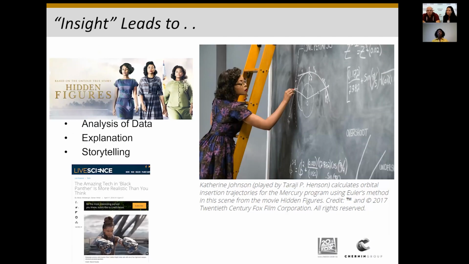It also leads to analysis of data. One of the things that I'm seeing, even in the movie industry, is that, believe it or not, they now have visualization scientists as a part of their crew or their teams. I like to sit and watch the credits as they roll by. That's the nerdy side of me.